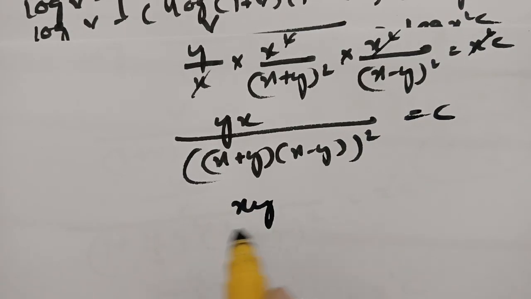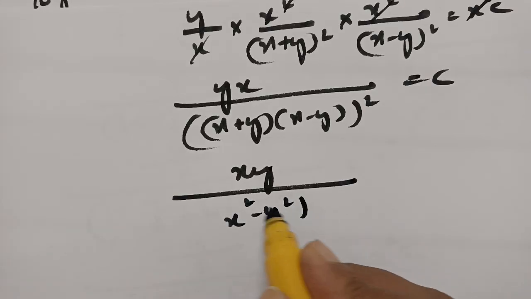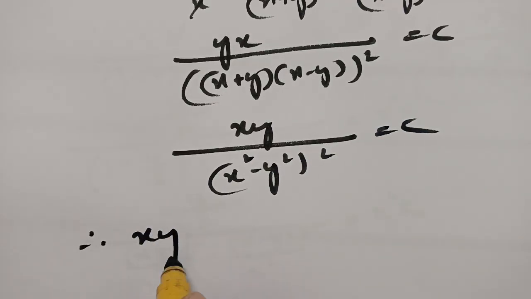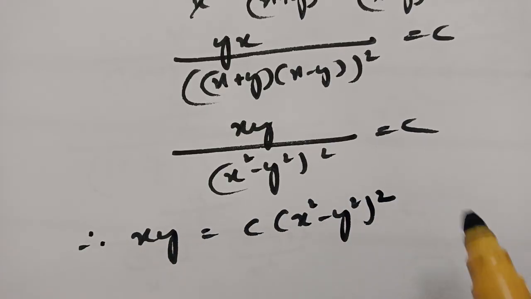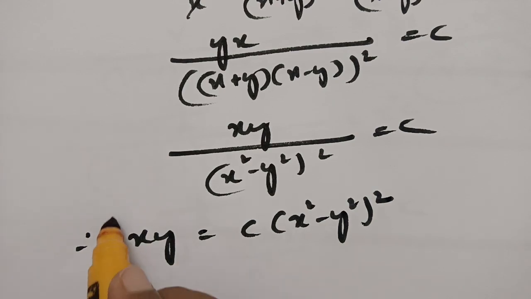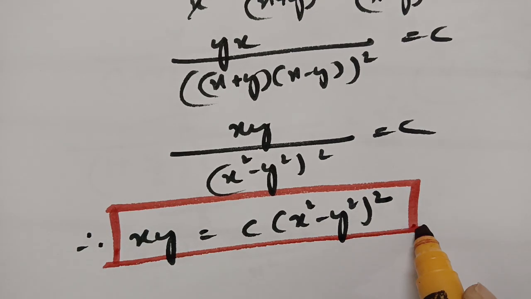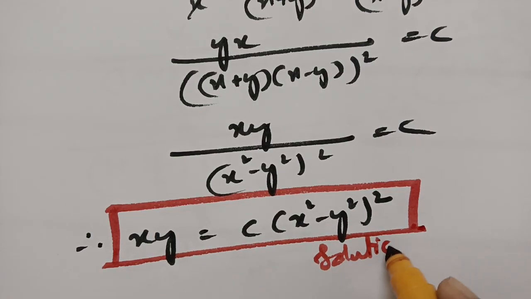So this value is xy by, (a plus b) into (a minus b) is nothing but a square minus b square, whole square is equal to c. And therefore xy value is equal to c times (x square minus y square) whole square. And this is the final solution for the given homogeneous differential equation after substituting y is equal to vx. So this is the solution.